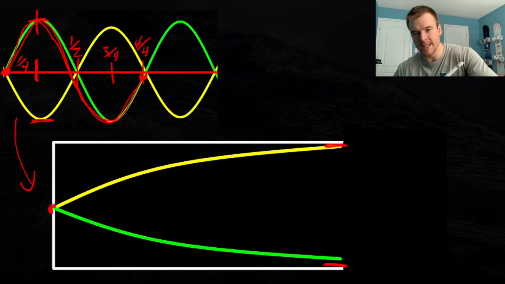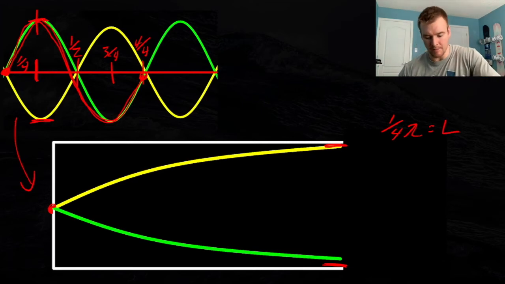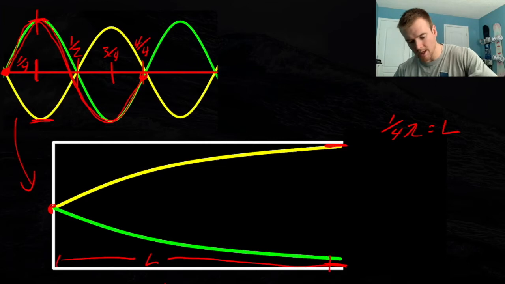So I'm going to write here over on the side, what's going to resonate is a quarter of a wavelength is equal to the length of the pipe, because the length of the pipe is from here to here. All right.